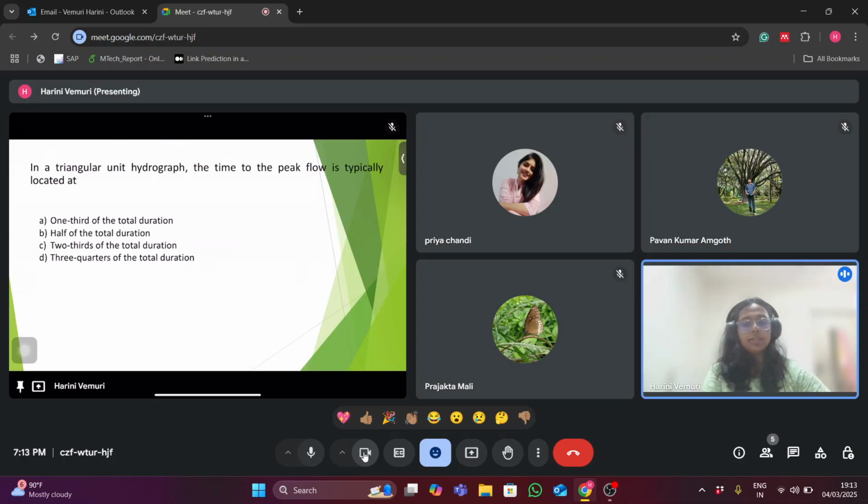The next question is, in a triangular unit hydrograph, the time to peak flow is typically located at. The options are 1/3 of the total duration, half of the total duration, 2/3 of the total duration, and 3/4 of the total duration. In case of a triangular unit hydrograph, the time to peak is typically located at 1/3 of the total duration. Okay.